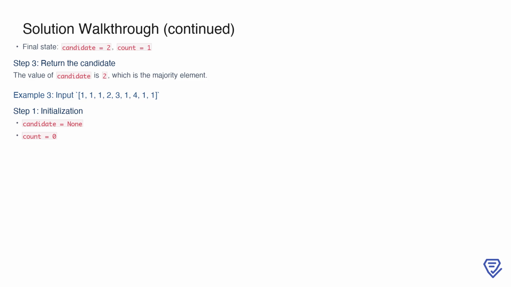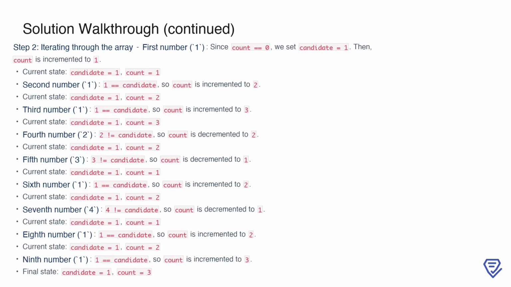Now, let's examine another example with the input 1, 1, 1, 2, 3, 1, 4, 1, 1. As always, we start with the initialization, candidate is set to none and count to 0. From here, we'll process each number in the array step by step to determine the majority element. Starting the iteration, the first number is 1.